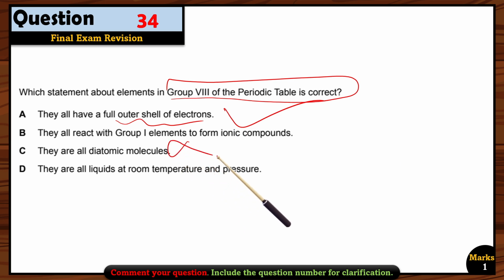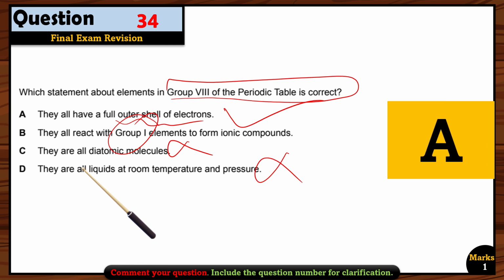They are diatomic molecules. Wrong, because their last shell electrons are complete, so they don't have to react with anyone. So they don't make molecules. They are just monoatomic. They are liquid. Again, wrong. They all are gases at room temperature and pressure. Noble gases, that's why we call them gases, right? Because all of them are gases. They all react with group 1. Again, wrong. They don't react with any of the elements because their electronic configuration is complete. So option A is the right option.